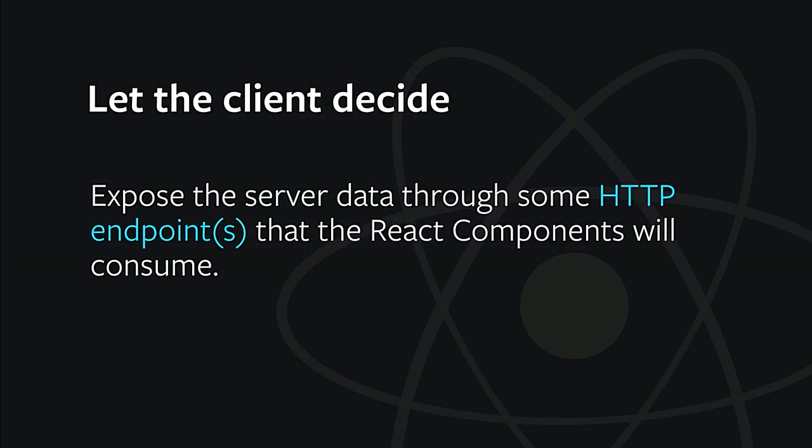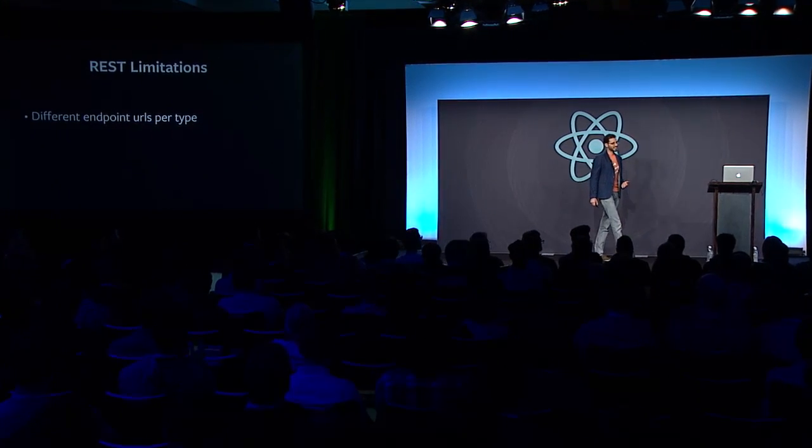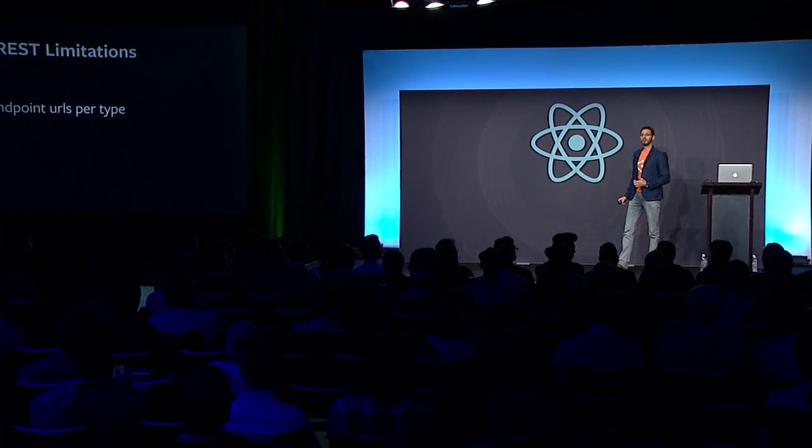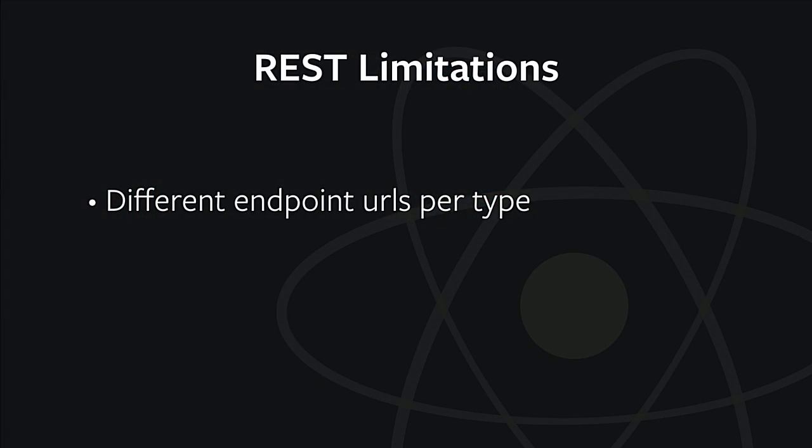So we decided that the best idea is to just let the client, let the component, decide the data it wants. So we will expose some models from our backend through some HTTP endpoints, and the React components will consume this data. So as you may guess, I'm talking about REST APIs. But REST APIs, as probably all of you know, have some limitations. We have different endpoints per type, so different URLs per type. Imagine we have a lot of types, so we need to do a lot of requests to have this data.